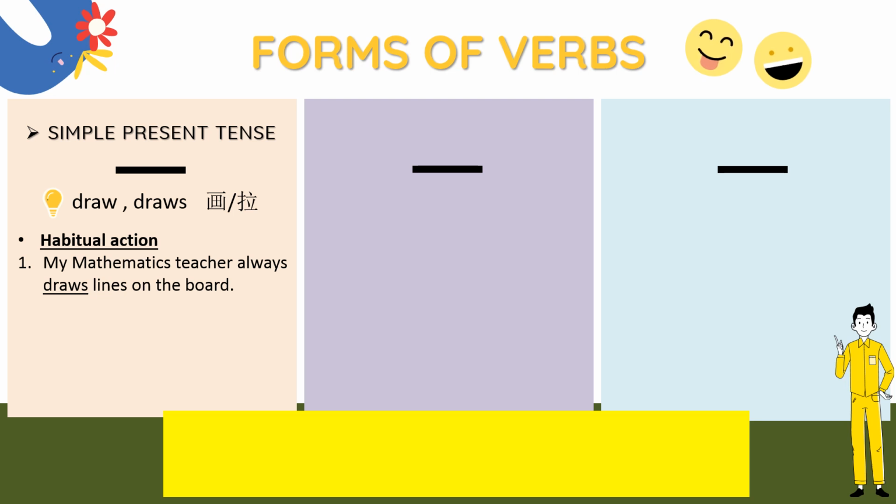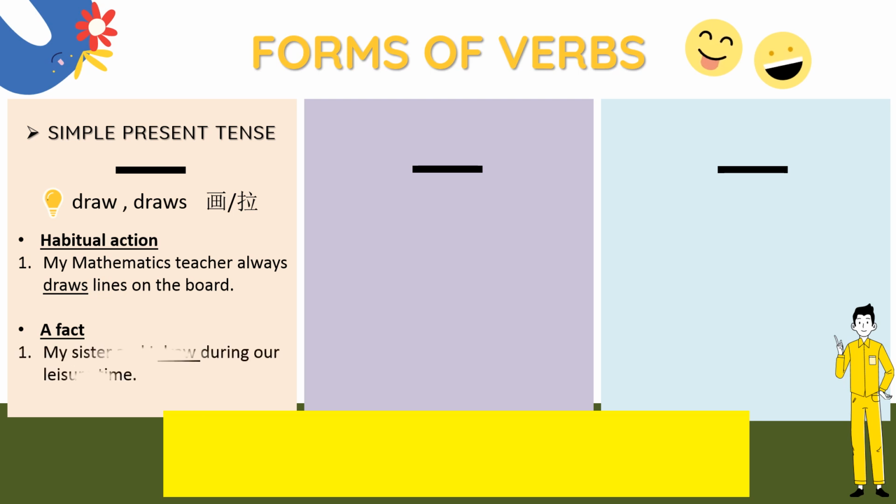So my mathematics teacher always draws lines on the board. So 我的数学老师时常, that is the word always, 时常画线在板上, so draws. This is because the mathematics teacher is only one person, so with s. Okay, so another one is fact.